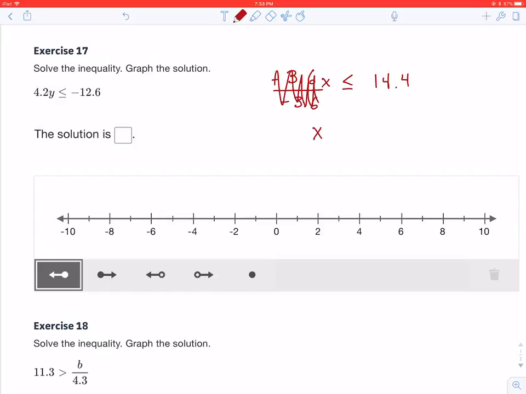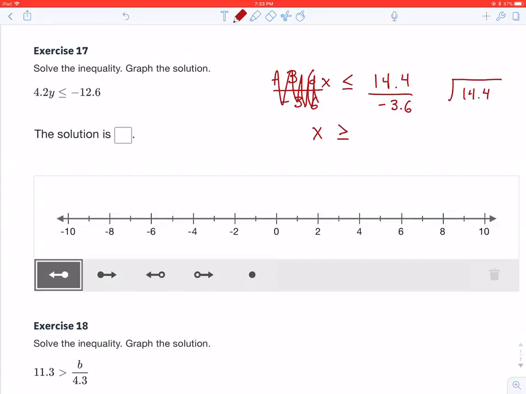Well, that is just going to leave me with 1x. And then I divided by a negative number, so it's really important that I notice that I'm going to have to flip the sign because I divided by a negative 3 6/10. And I'm going to do the same thing over here. I'm going to divide by negative 3 6/10.